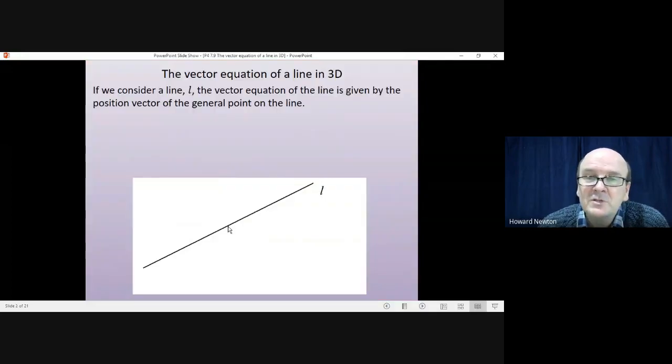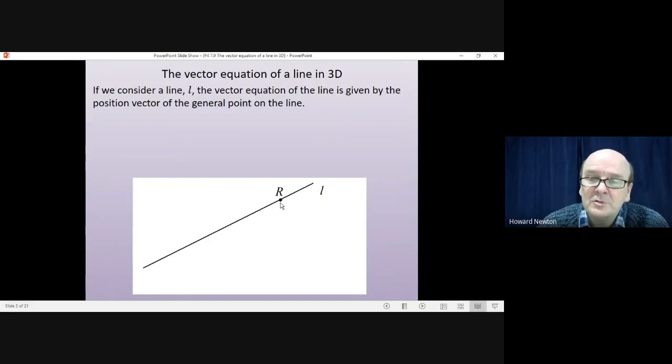Now, we've met the equations of lines before in Cartesian form, things like y equals 3x plus 2, y equals 2x minus 1. It's also possible to write the equation of a line in vector form. If we consider a line L, then the vector equation of the line is given by the position vector of the general point on the line.